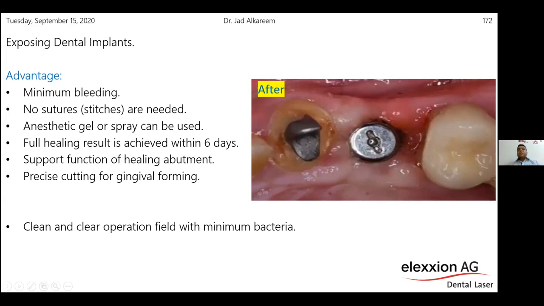Another point is the diode laser can be used both on the soft tissue side and also on the implant side. So diode laser can help you treat patients who have peri-implantitis. It will be very beneficial for that. You can use the diode on the threads of the implant to clean it and remove any infected tissue around it.